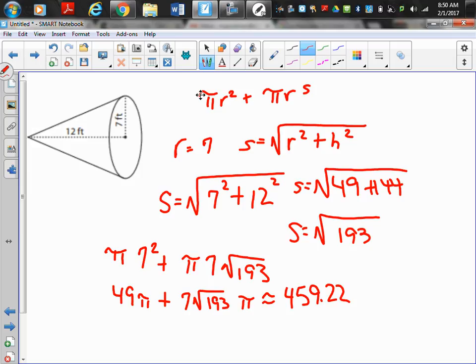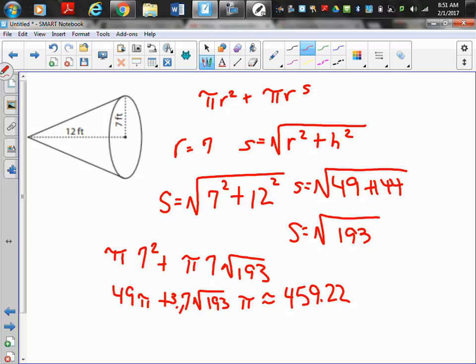All right. Listen. So let's go through it again. 49 times 3.14 plus 7. Then you do your square root, 193. Make sure you scoot out of the square root symbol. You have to push the over button. You have to get out of that square root symbol. You must round it. Times 3.14. 459.2159189. About 459.22.